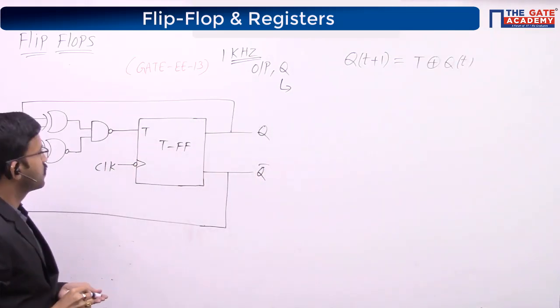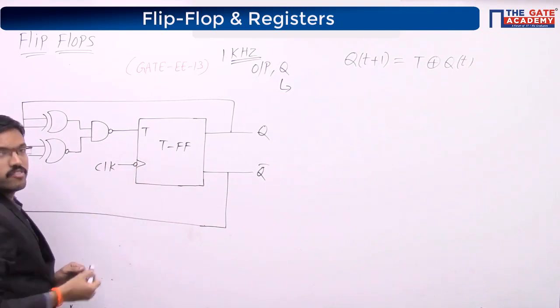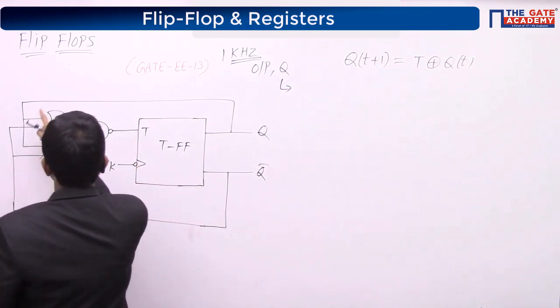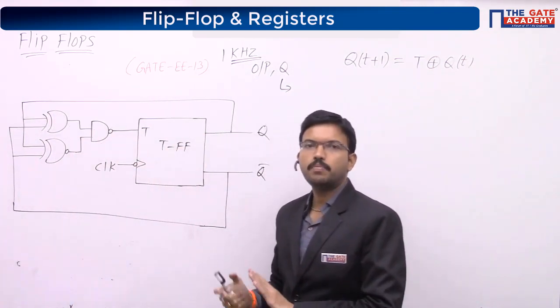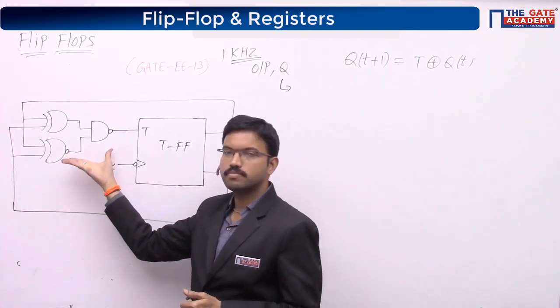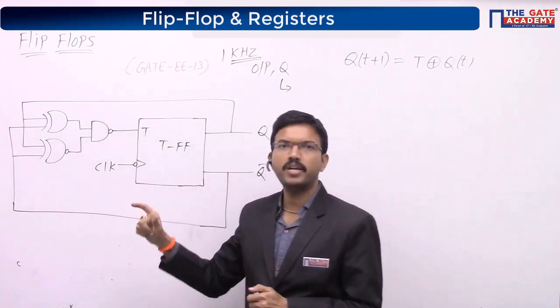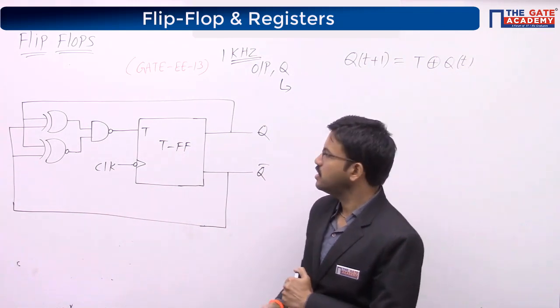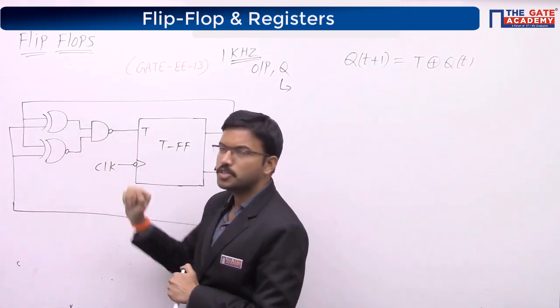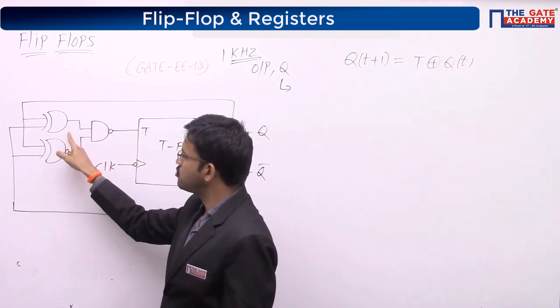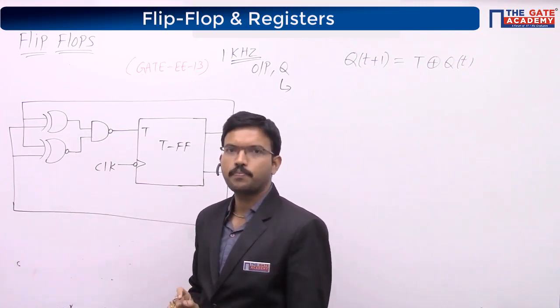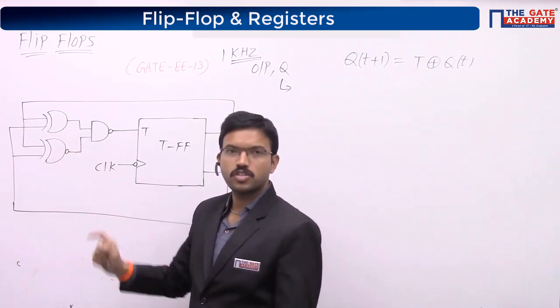Now, here what is the T value? See, by looking at these logic gates, it may seem difficult to get the expression for T. It may take more time. But here just observe, look at the inputs. Here you have an exclusive OR gate, and here you have an exclusive NOR gate.